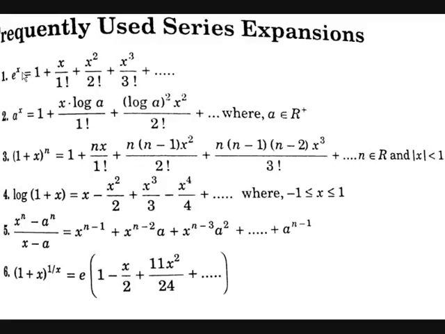The first series is e power x is equal to 1 plus x by 1 factorial plus x square by 2 factorial plus x cube by 3 factorial and so on. The second expansion is a power x is equal to 1 plus x log a by 1 factorial plus log a whole square into x square by 2 factorial and so on, where a is a positive real number. In these two cases, a should be a positive real number.